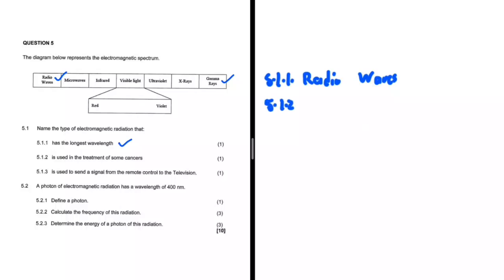5.1.2. Name the type of electromagnetic radiation that is used in the treatment of some cancers. In radiation therapy, X-rays and gamma rays are used. They have very high energy and they can kill those cancerous cells. 5.1.3. Name the type of radiation that is used to send a signal from the remote control to the television. Infrared radiation.